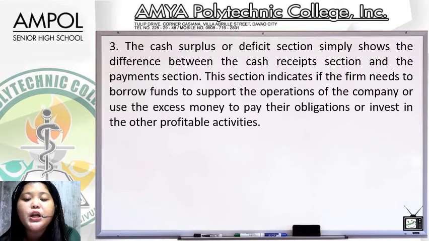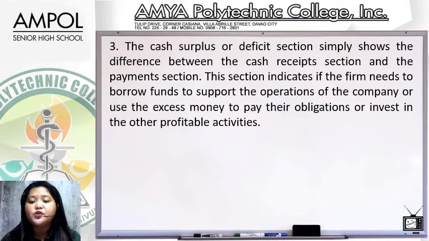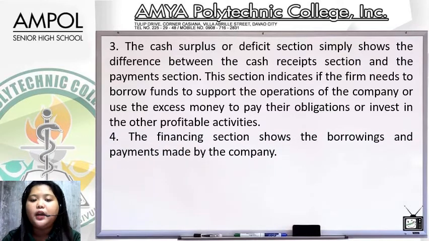The third is the cash surplus or deficit section. It simply shows the difference between the cash receipts section and the payments section. This section indicates if the firm needs to borrow funds to support the operations of the company or use the excess money to pay their obligations or invest in other profitable activities. And then the last one is the financing section. This shows the borrowings and payments made by the company.